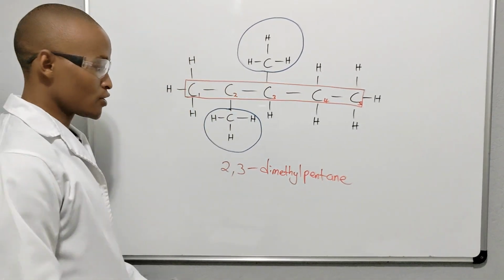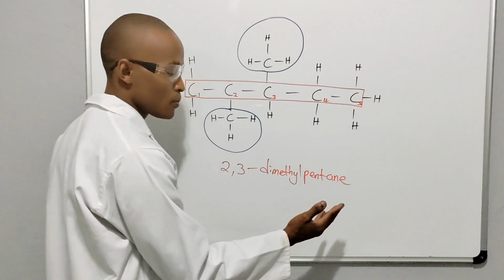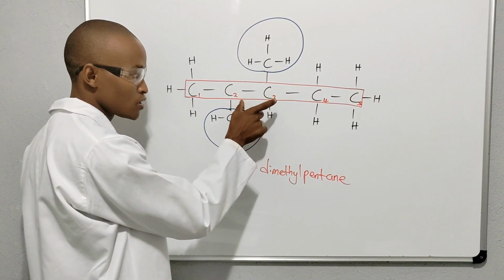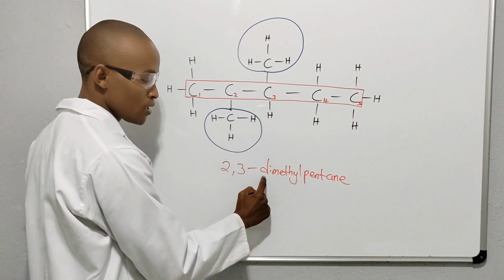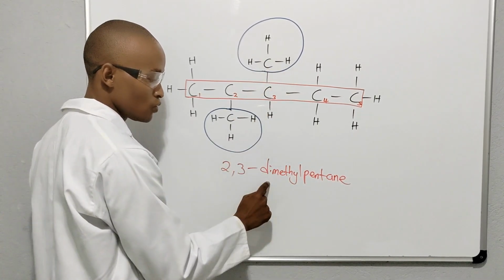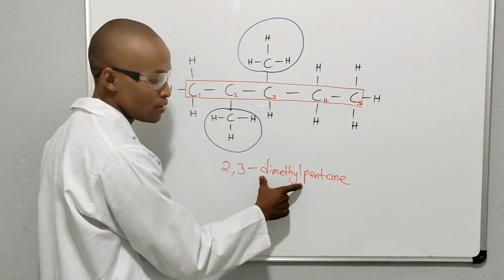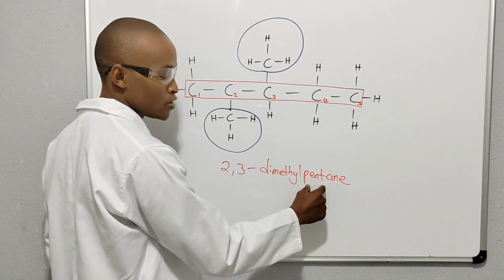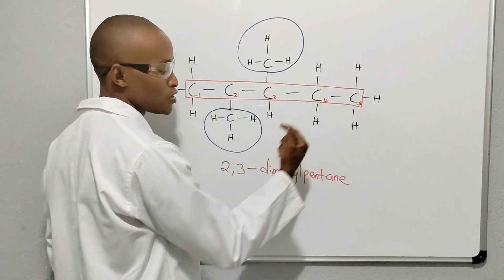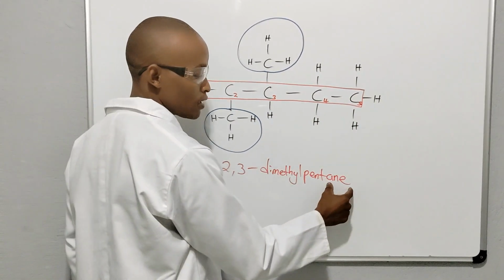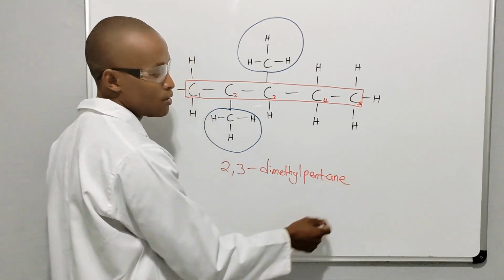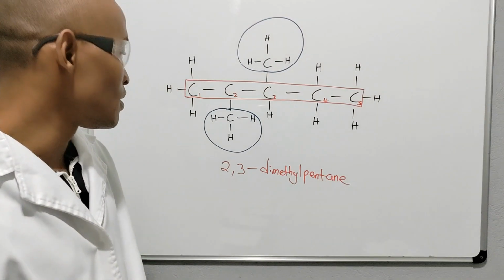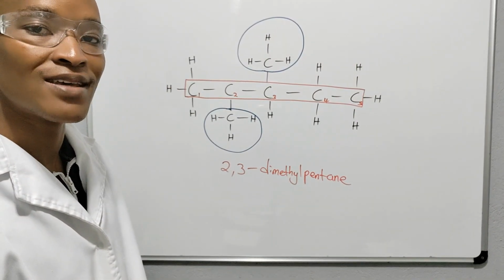Okay, so every part of the name has a purpose and has a meaning. 2,3 comes from there in position 2 and 3. Okay, di means we have 2 methyls. Okay, and pent is the total number of carbon atoms in a parent chain. That is your stem name, and then that is your homologous series, alkane, and it will end obviously with an a. So it is 2,3-dimethylpentane.